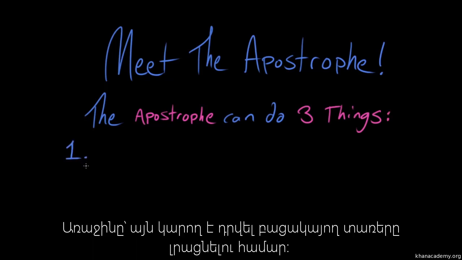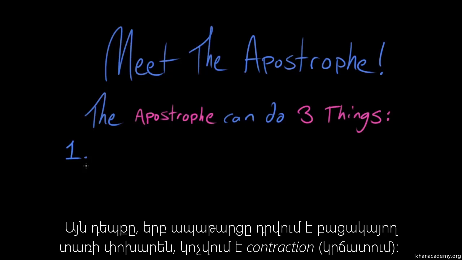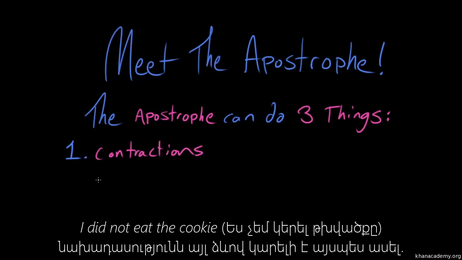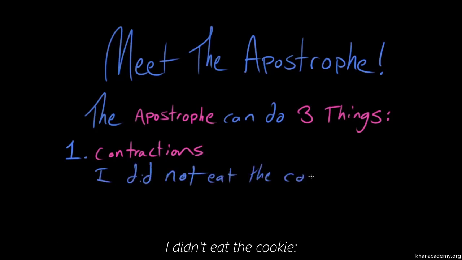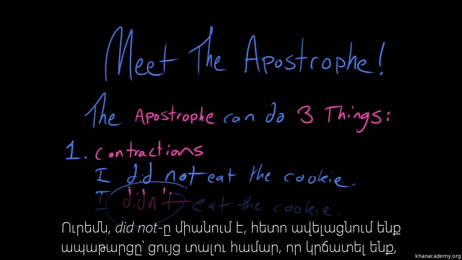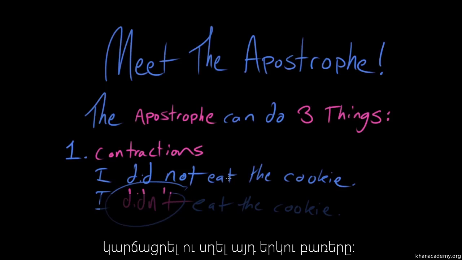Thing number one, it can stand in for missing letters. When an apostrophe stands in for missing letters, that's called a contraction. So what does a contraction look like in context? Another way to say something like, I did not eat the cookie, is to say, I didn't eat the cookie. That apostrophe represents the O being taken out and everything being squished together into this new word, didn't. So did not gets together, and then we attach this apostrophe to show that we've contracted or shortened or shrunk these two words.